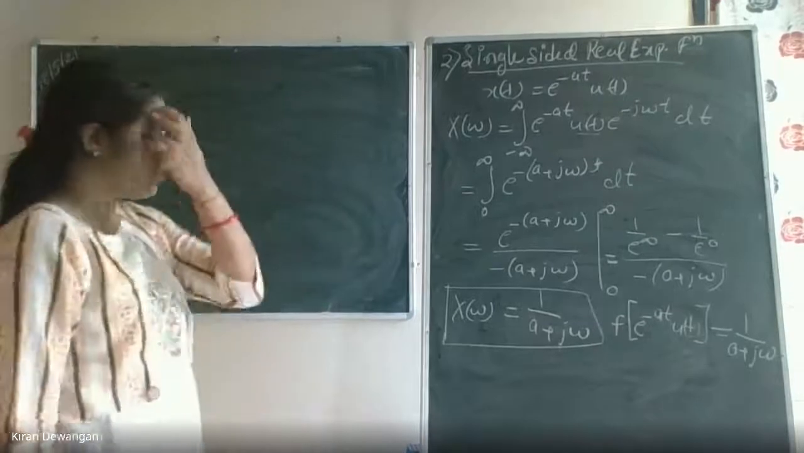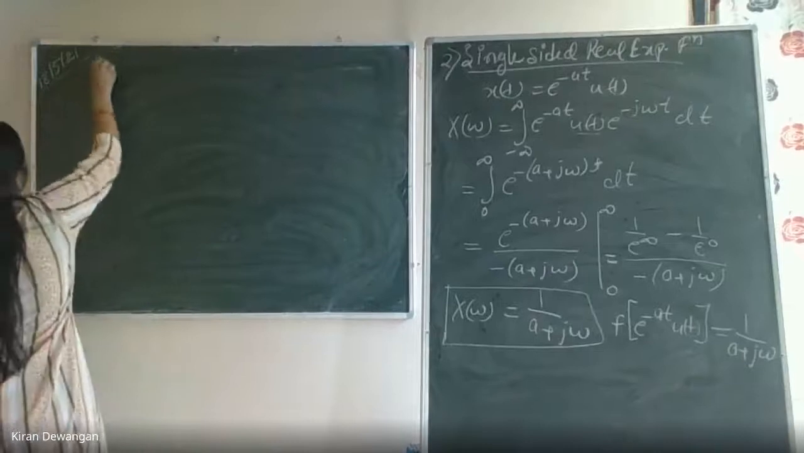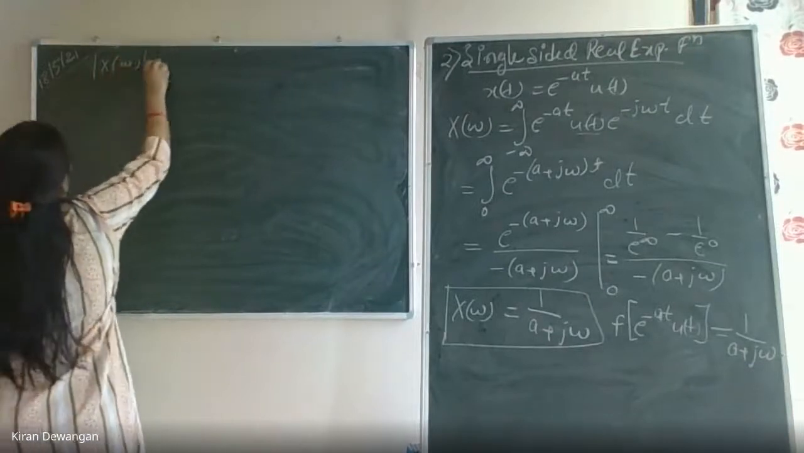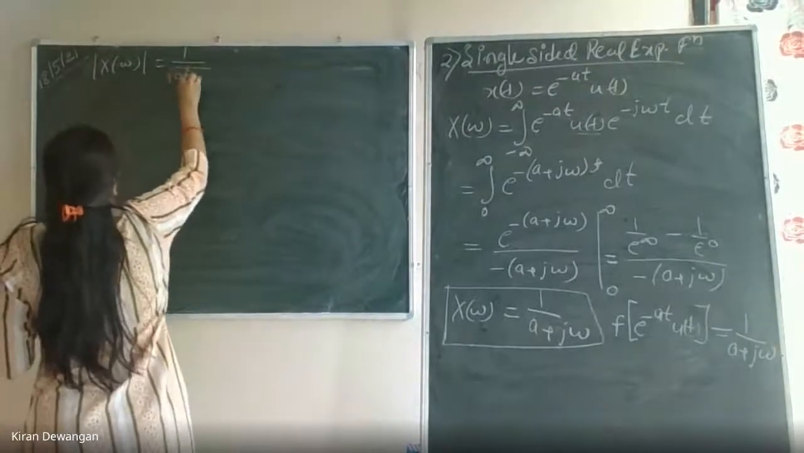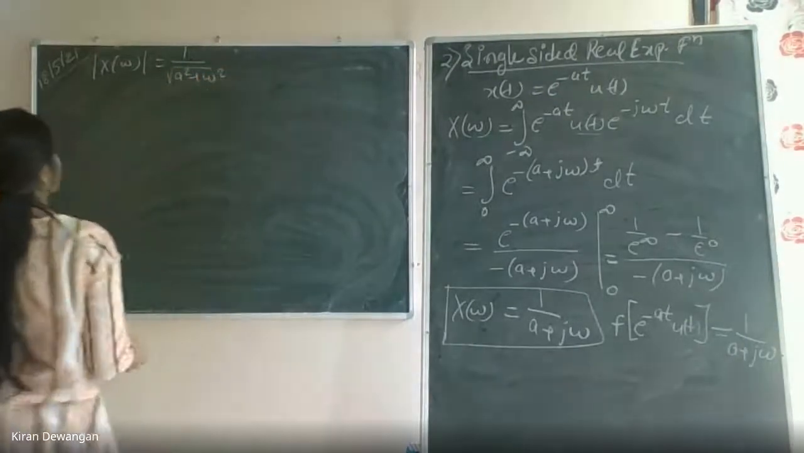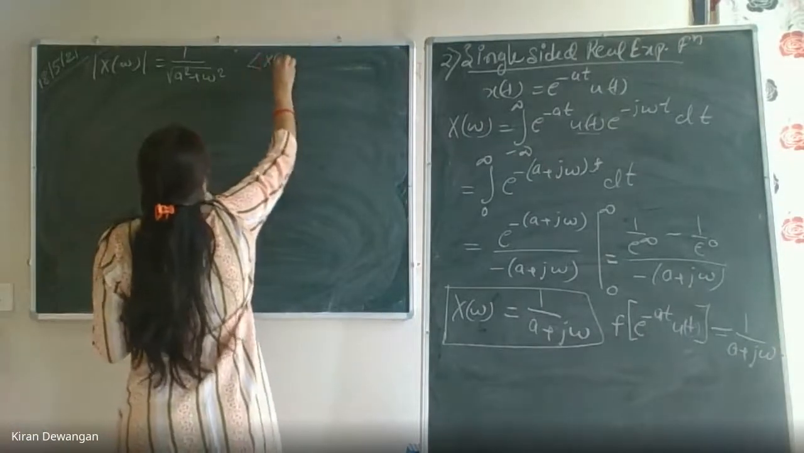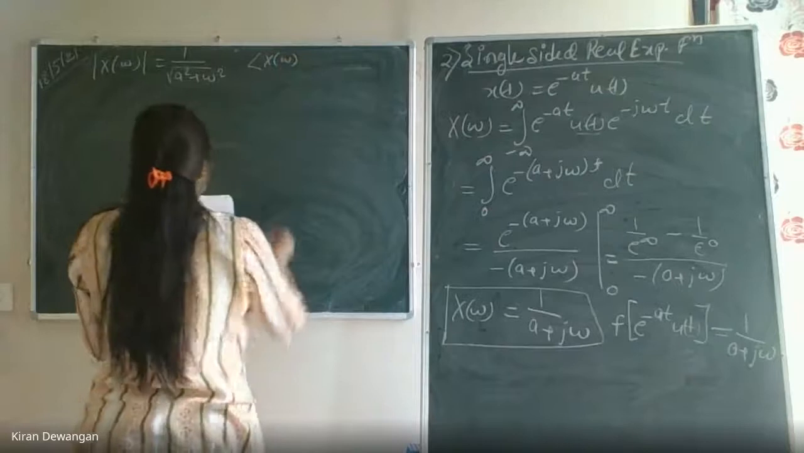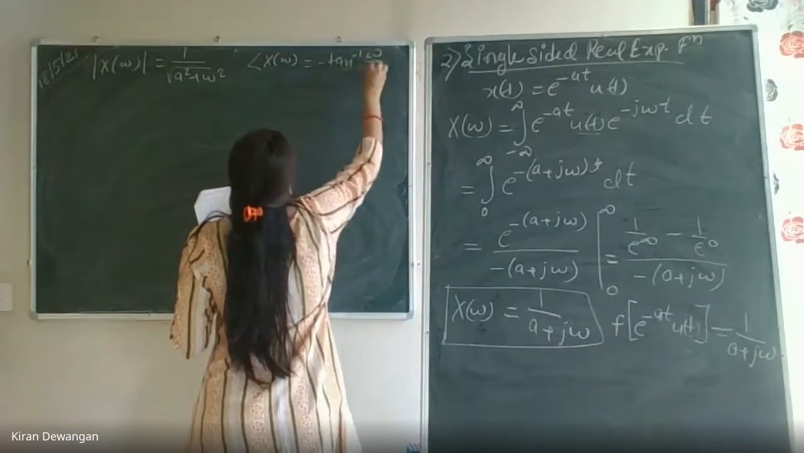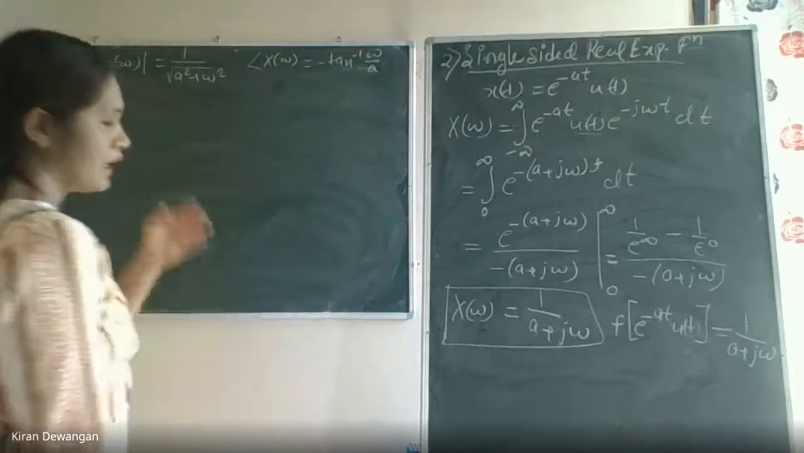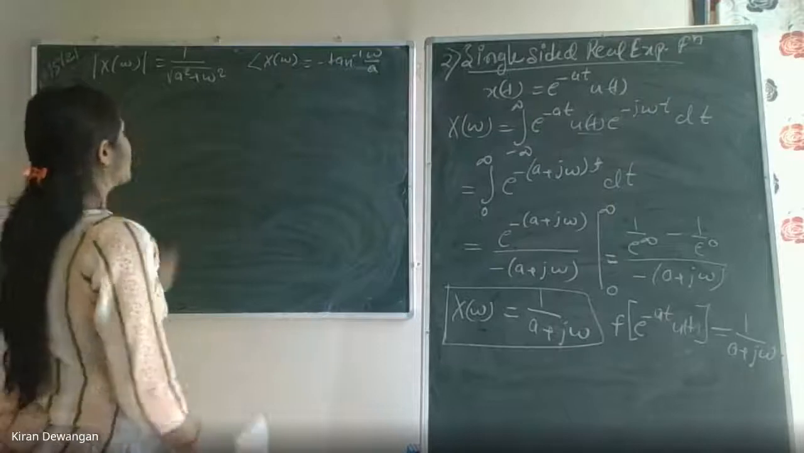X of omega, so if we take its magnitude, |X(ω)|, that will be 1 over root of a square plus omega square. And if I take the phase of this, it is minus tan inverse omega by a. That is minus tan inverse omega by a. So this we can easily plot.